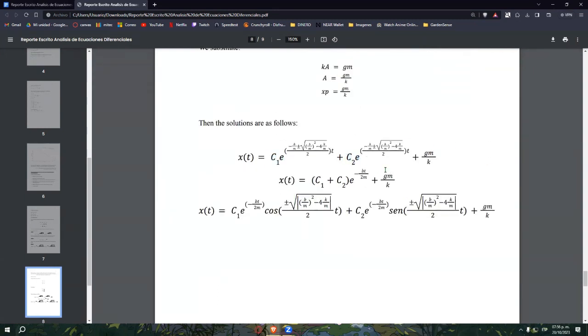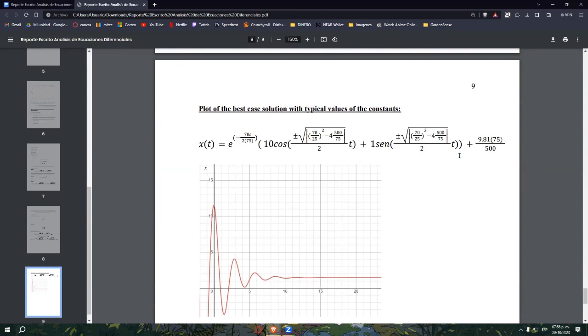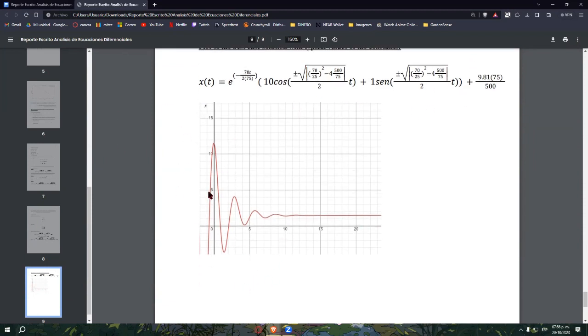With this general solution, we can't actually have the values of C1 and C2 because of the constants, but we made an approximation with some typical values of all these constants. And this was the graphic that shows how it has a position at first, how the position changes very fast, and then it starts oscillating with less amplitude each time. So it gets to an equilibrium point, a terminal point, when it stops.